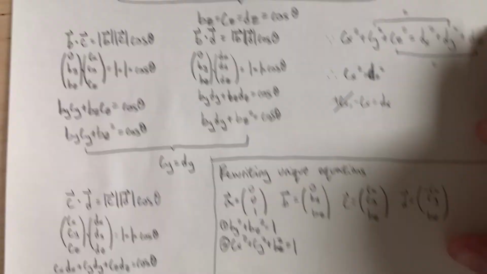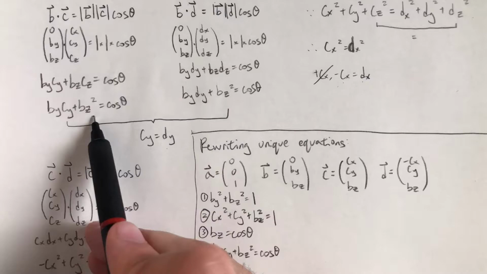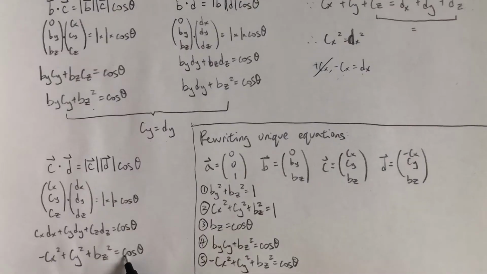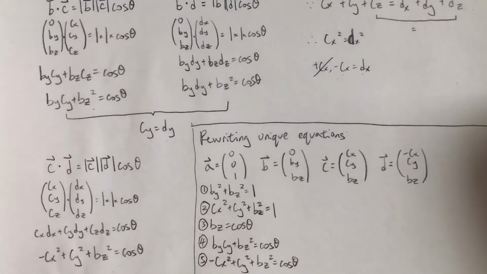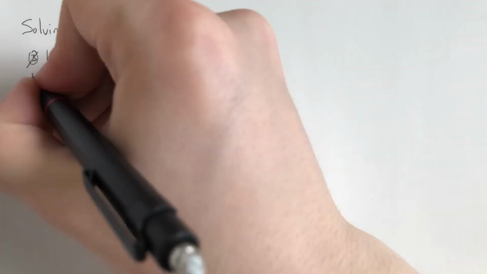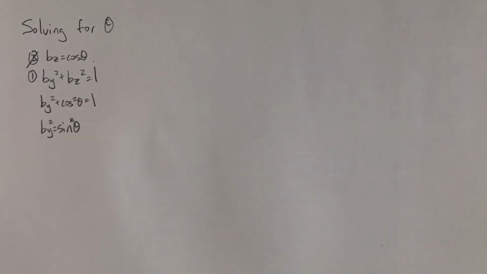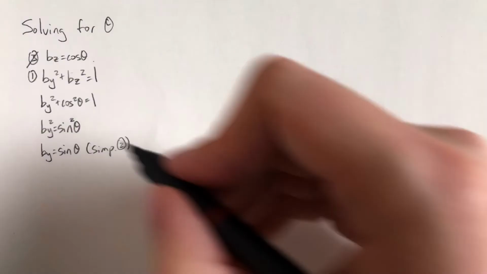the dot product equation between A and B, the dot product equation between B and C, and the dot product equation between C and D. With 5 remaining variables and 5 unique equations, let's solve for theta by substitution. B sub z is equal to cosine theta from the third equation, so we substitute in cosine theta for b sub z in equation 1 to determine that b sub y is equal to sine theta.